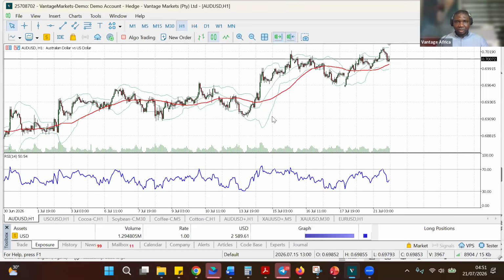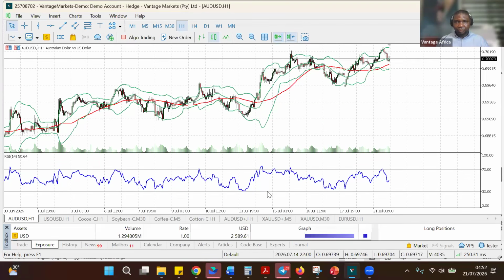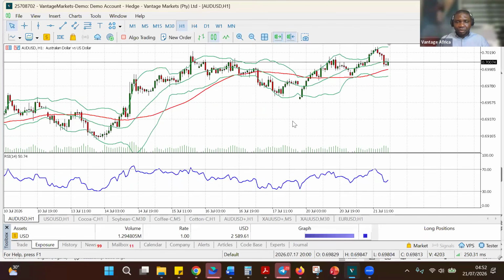So let's see how this is now. This is still not very clear. Let me try and thicken it. So let's widen it. So you can see during certain times of the day, you see that it will widen very heavily. You can see how it widens very heavily. And at some point in the day, it becomes very tiny. Can you see this? It widens here, it becomes tiny here.